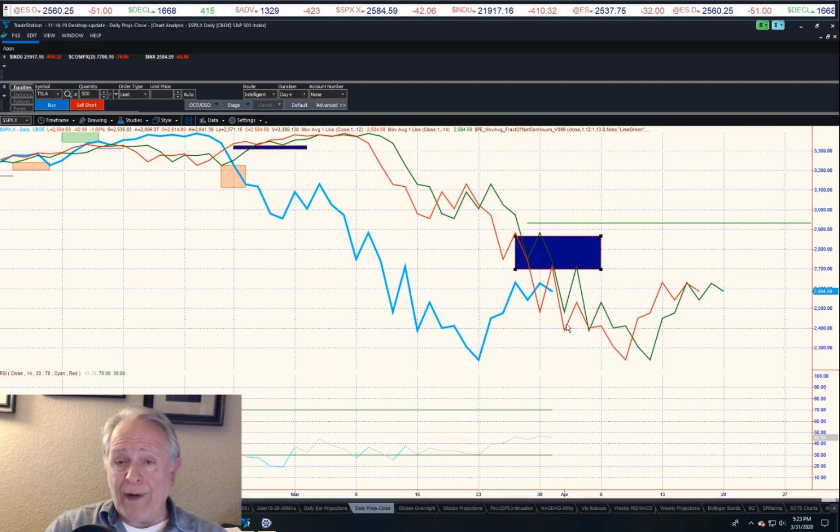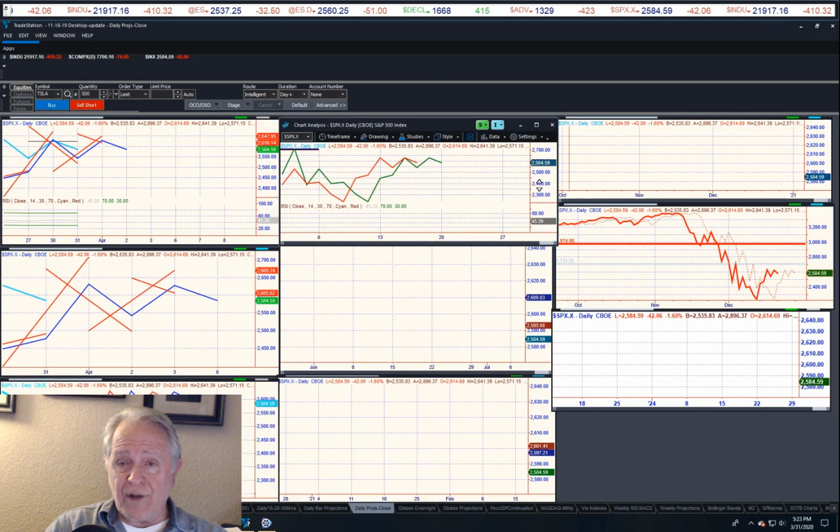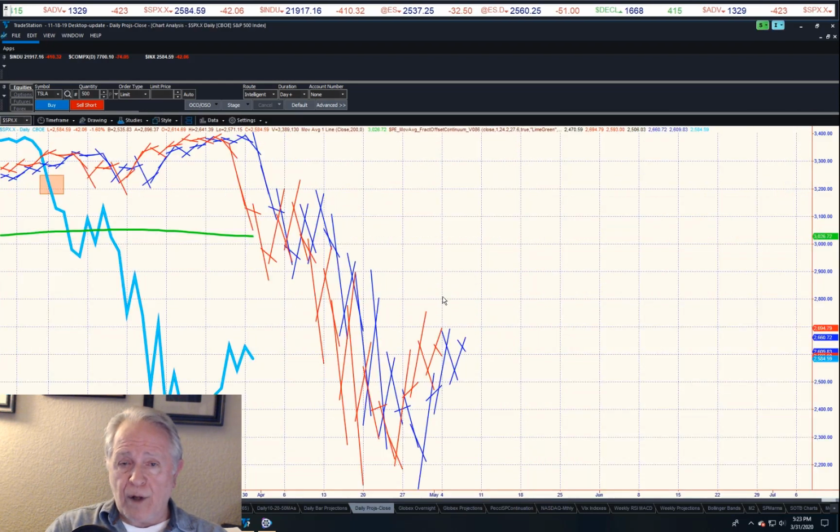If we get down here on a closing basis and then rally up, we're going to get right around this same projection area again. And the final thing to look at is if we do get a dual projection to around the same area, what does that tell us about the future from there?